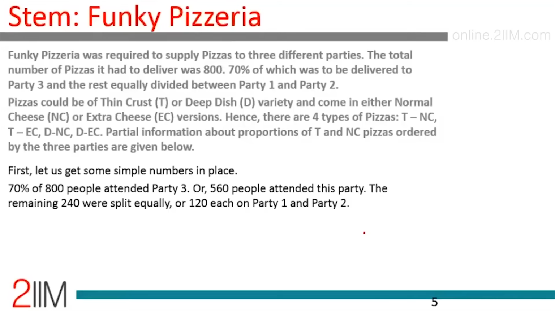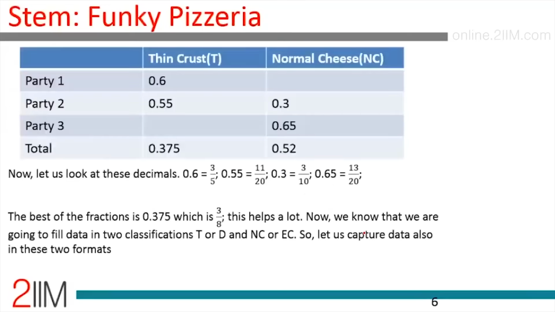Some numbers in place. 70% of 800 is 560. Remaining is split equally 120, 120. And that we have got. 0.6 is 3 by 5. 0.55 is 11 by 20. 0.3 is 3 by 10. These are regular fractions. The most interesting of these fractions is 0.375, which is 3 by 8.